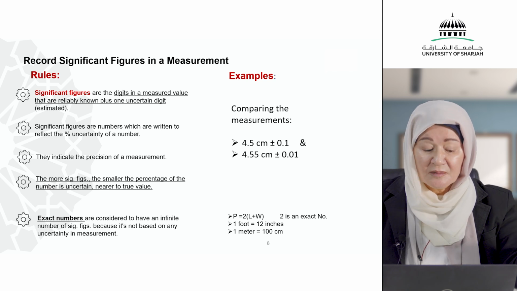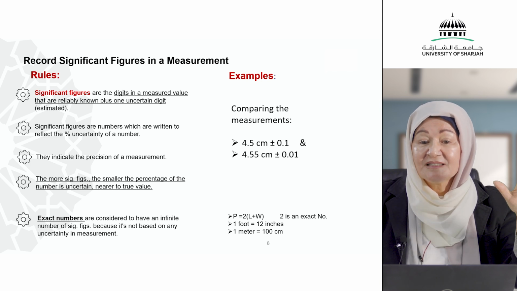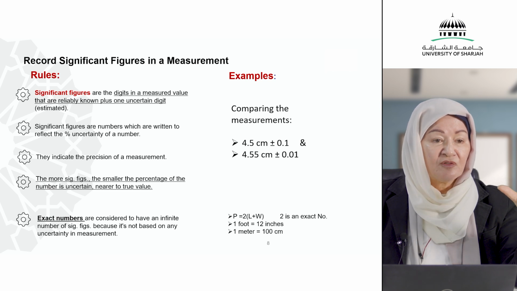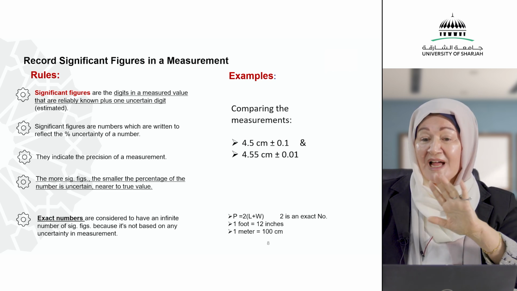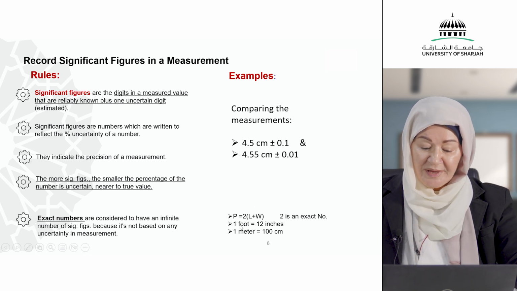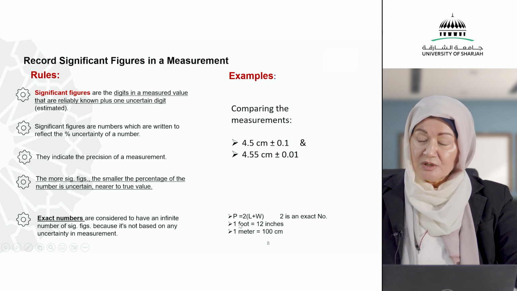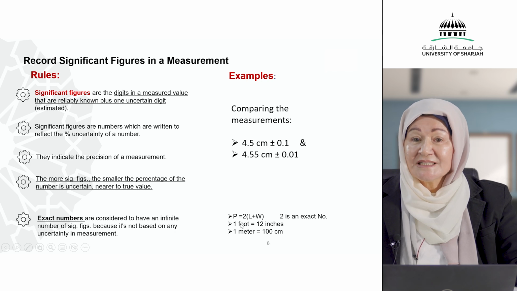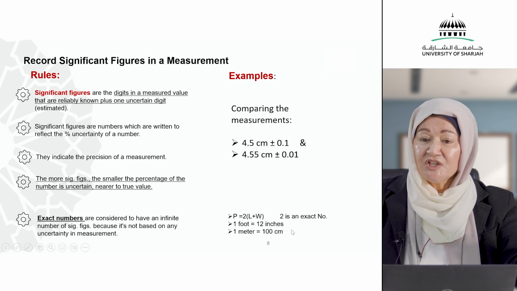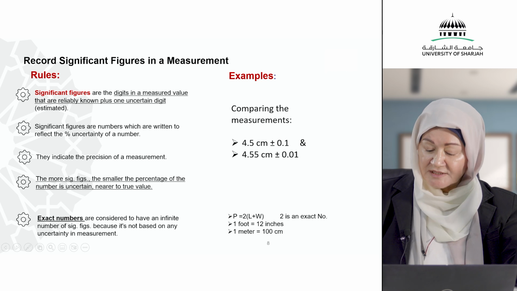Whereas the exact numbers, I don't record them as significant figures because they are exact. They are considered to have an infinite number of significant figures because they are not based on any uncertainty in measurement. As I told you before, perimeter is equal to 2 times length plus width. Here, 2 is considered to be what? An exact number. I don't consider it a measurement. 1 foot is 12 inches. It's not a measurement. 1 meter is 100 centimeters. It's not a measurement.